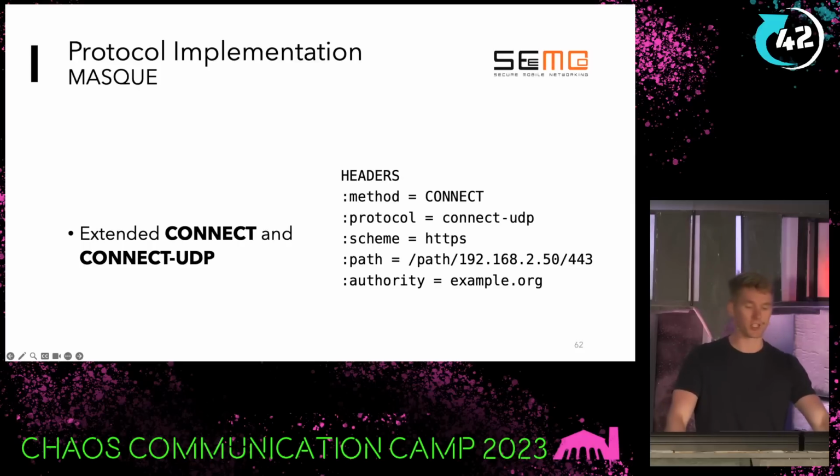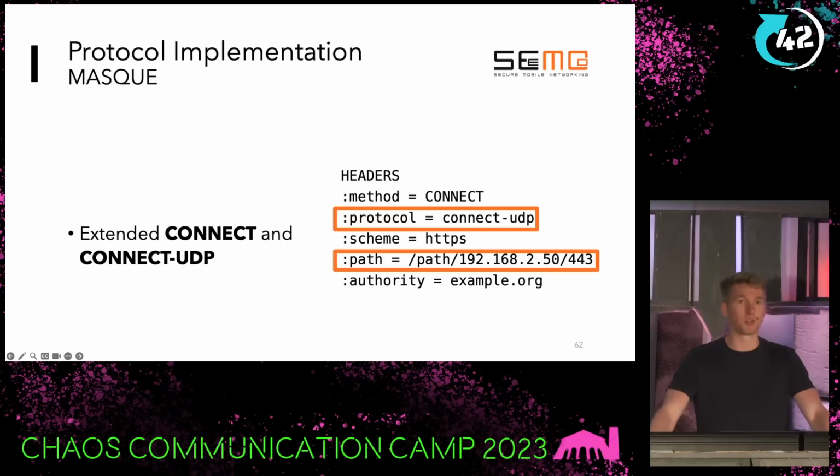Then the MASQUE implementation itself uses the CONNECT and CONNECT-UDP methods of HTTP: the CONNECT method for TCP traffic, and CONNECT-UDP for UDP or QUIC traffic. You can see here on the right the headers of the CONNECT-UDP request, where we have the method set to CONNECT, the scheme HTTPS, and most importantly, the protocol is set to connect-udp to indicate that you use that protocol. Also in the path you define the destination to which you want to proxy your traffic.